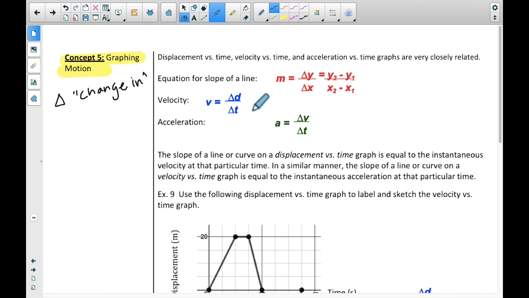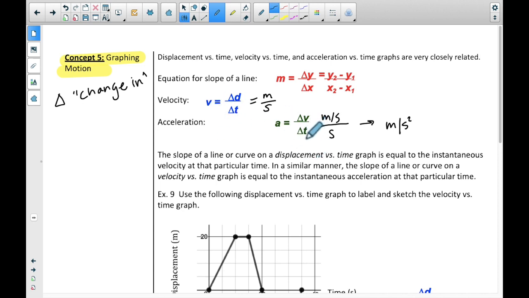And so when we talk about velocity, we're talking about the change in distance over change in time. And when we talk about acceleration, we're talking about the change in velocity over change in time. We measure distance in meters, and we measure time in seconds. And so velocity is measured in meters per second, and acceleration is measured in meters per second squared. And so all those units go back to the basic definitions.